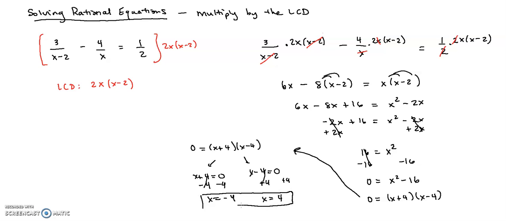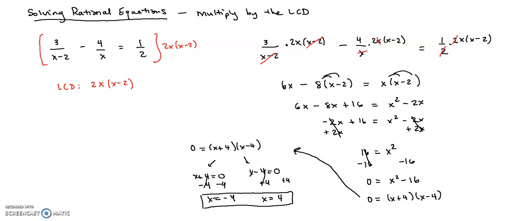Okay, so those are our two answers. Now we've got to go back to the original equation and make sure that this is part of our domain. We've got to make sure that it's allowed in the original equation. Okay, so if I put negative 4 right here, negative 4 minus 2, that's not 0, that's okay. And if I put positive 4 right here, I get 4 minus 2, which is also not 0, so that's okay. Remember, if we get 0 in the denominator, that's not allowed.